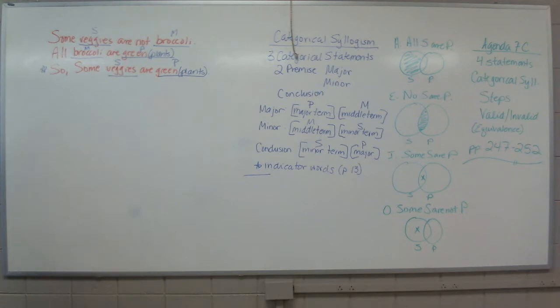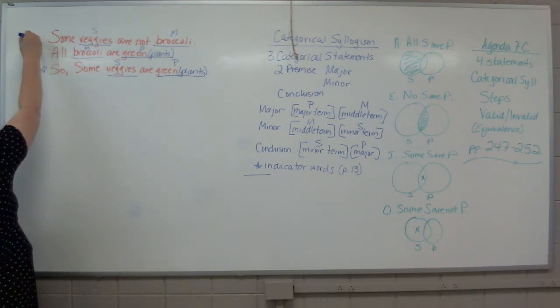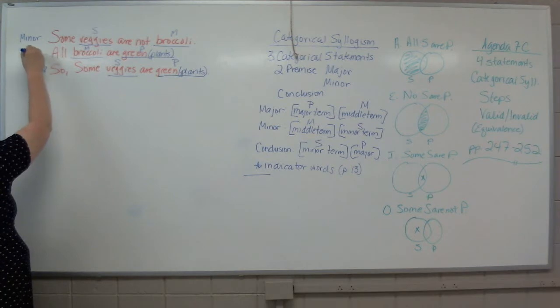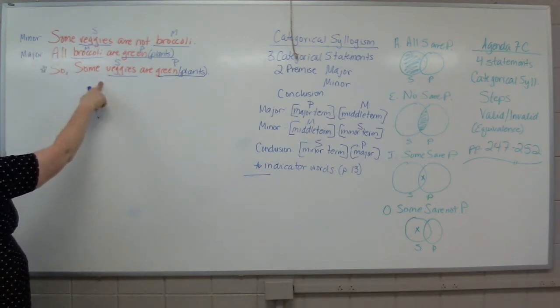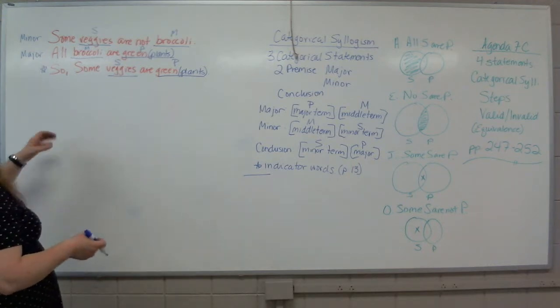Now, if you're following what Dr. Vaughn wants you to do in a couple of the pieces, you're going to say, okay, this is my minor premise. This is my major premise. The one that has the S in it is your minor premise. The one that has the P in it is your major premise. And the conclusion is always marked: so, therefore, consequently, it follows that.